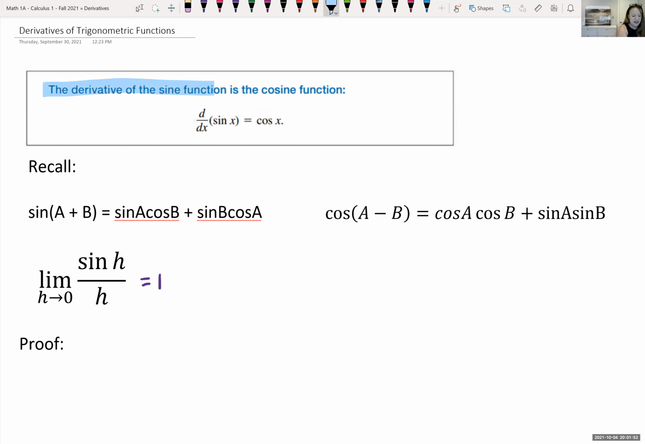So the derivative of the sine function is the cosine function. So one way to write that is d/dx of sine of x. So that's saying I'm going to take the derivative of sine of x. I'm getting back cosine of x.